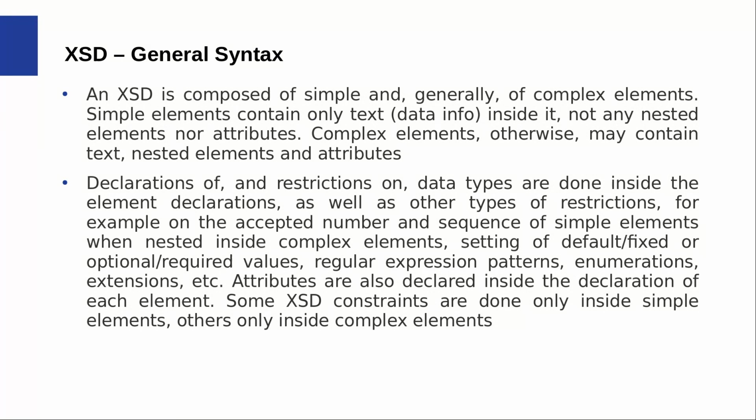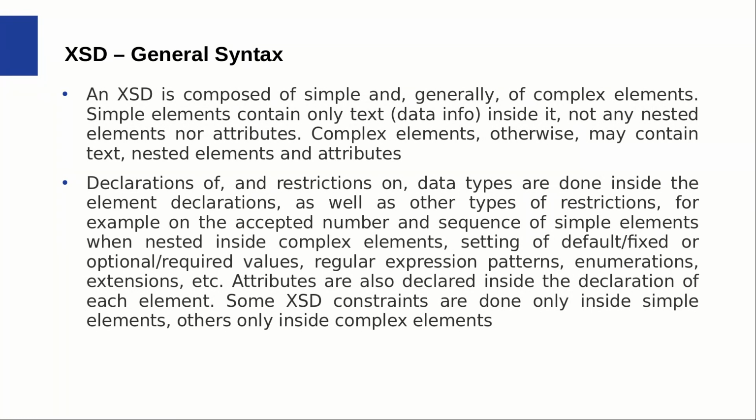continue with the general syntax. So an XSD document is composed of simple and generally of complex elements as well. The simple elements may contain only text or data info inside it as its content, and not any nested element nor any attribute. While complex elements, on the other hand, may contain both text, nested elements, as well as attributes.